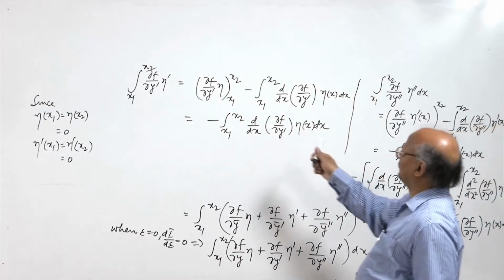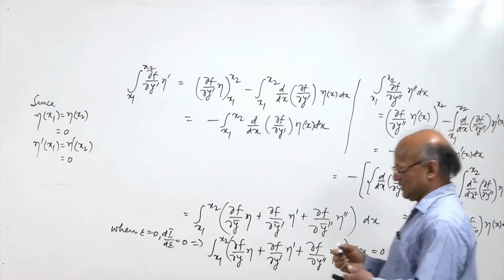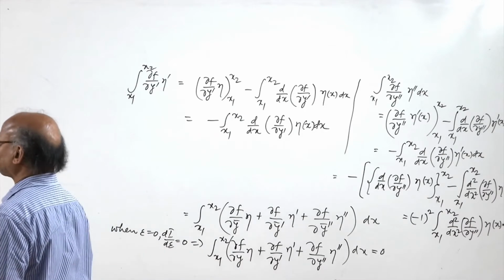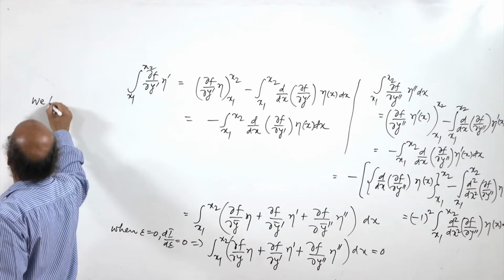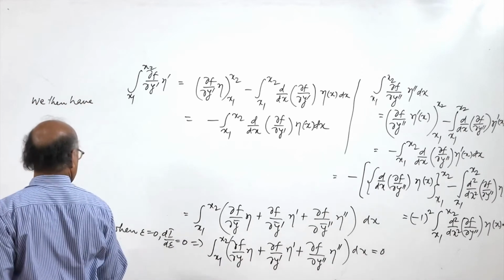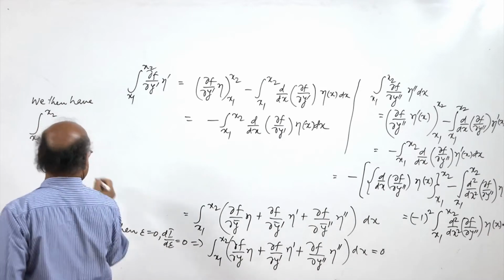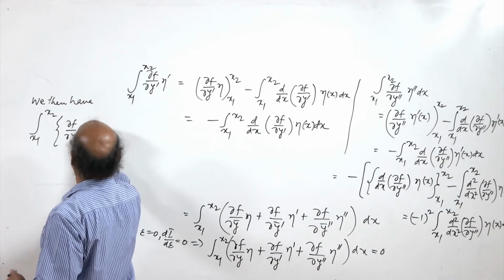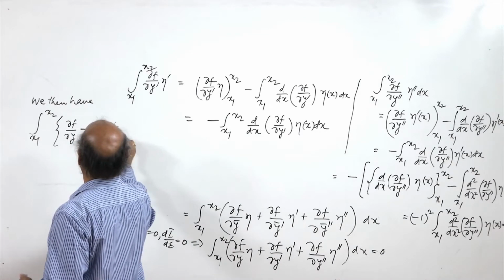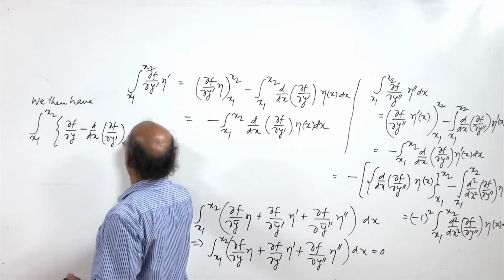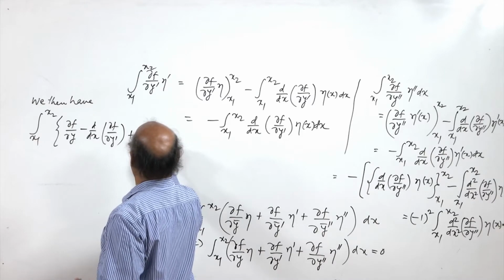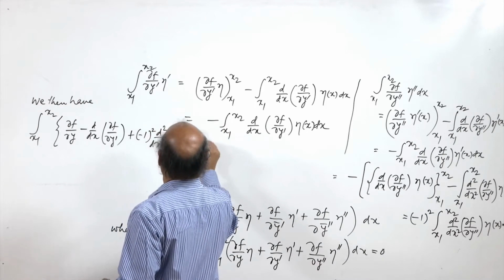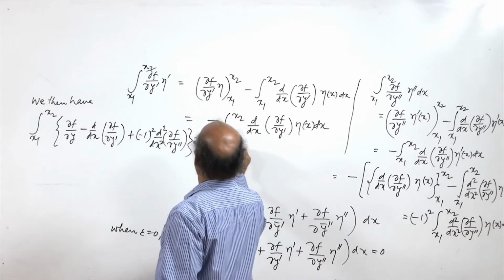So let us substitute the value of the second term and the value of the third term here, and we then get the integral x1 to x2 of delta f over delta y, and then the value of this is minus d over dx delta f over delta y dash, and there we have plus d square over dx square delta f over delta y double dash, into eta(x) dx equal to 0. This is what we get.